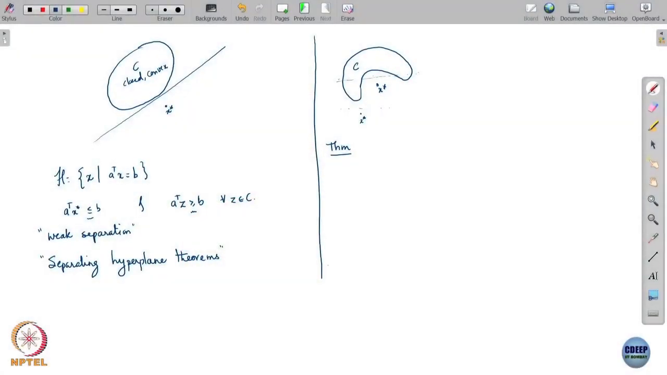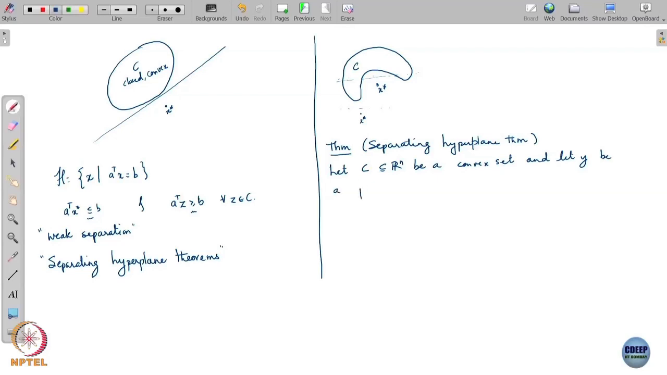So I will state the separating hyperplane theorem that we need. So the theorem is the separating hyperplane theorem. Let C be a subset of Rn, a convex set, and let y be a point in the exterior of C bar. C bar is simply the closure of C.